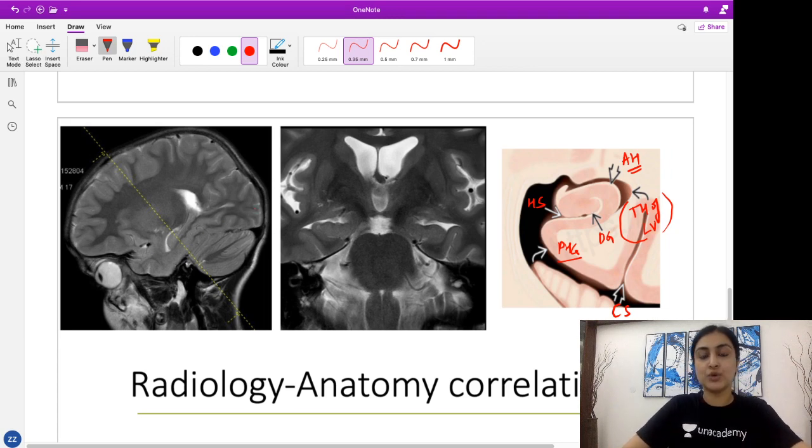Again, I am showing you two T2 weighted MRI images. This is a sagittal image, as you can see. It's a sagittal image that has been taken not in the midline, but a bit lateral to the midline. So this is the area of the hippocampus, guys. This is the head, this is the body, this is the tail.